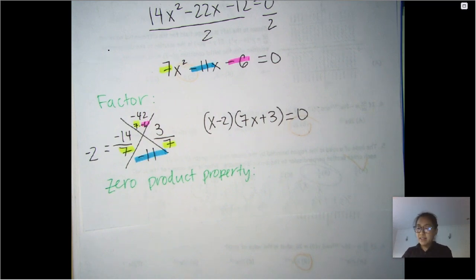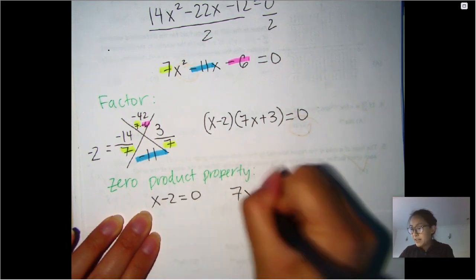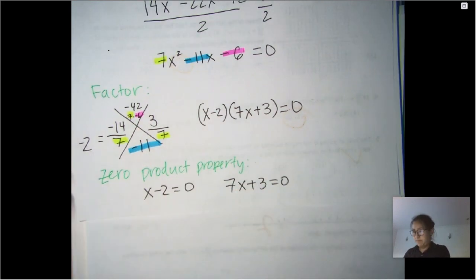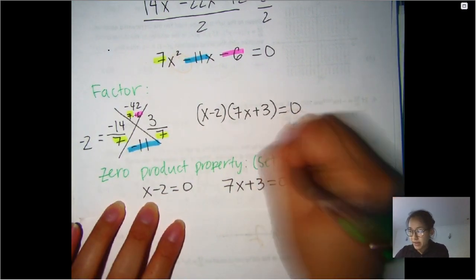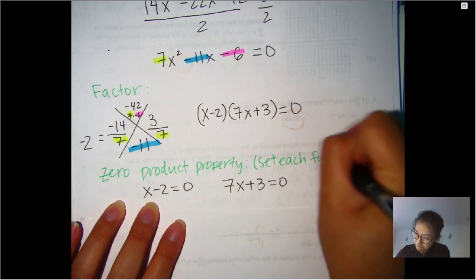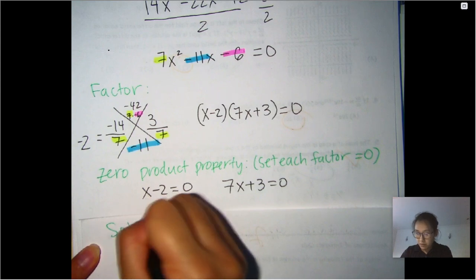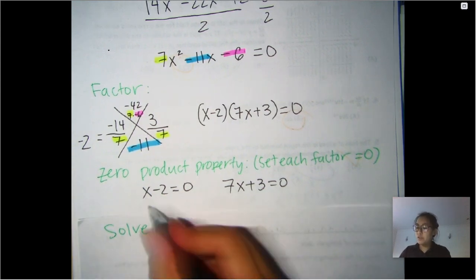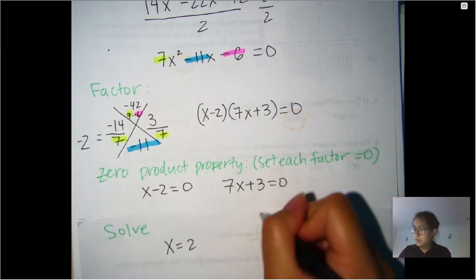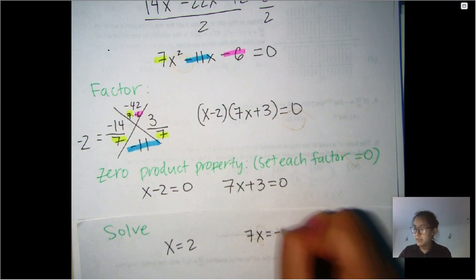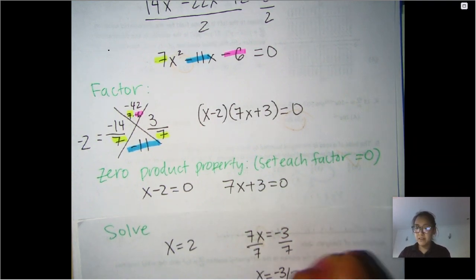And so you can go ahead and set each one separately equal to 0. So you have x minus 2 equals 0 and 7x plus 3 equals 0. I'm going to go ahead and write that direction there: set each factor equal to 0 and solve. So we'll solve. You add 2 to both sides, and so you get x equals 2. And then over here, you subtract 3 from both sides, so you have 7x equals minus 3. Divide both sides by 7, and you get x equals negative 3/7.